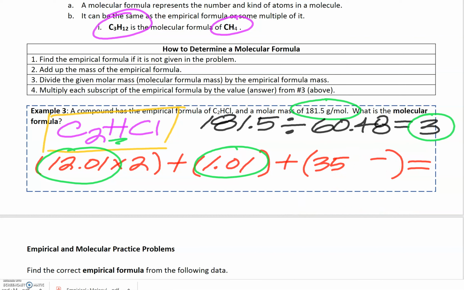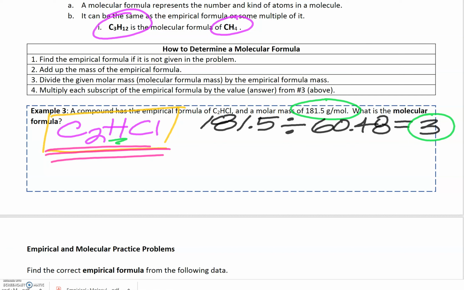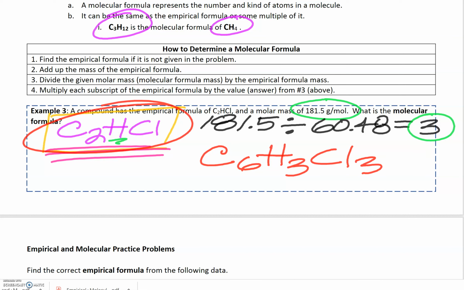So just get a little space here so you can put our final answer in there. And it's really straightforward. So what we're going to do is we're going to take our formula that we started with right here, C2HCl, and we're going to multiply it by 3. So it's going to become C6H3Cl3. So I just multiplied all of those by 3. And there you go, there's your molecular formula.